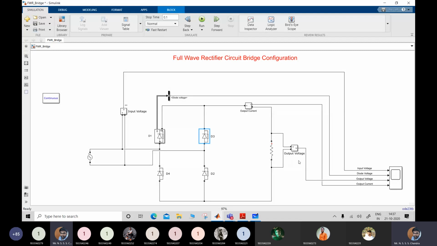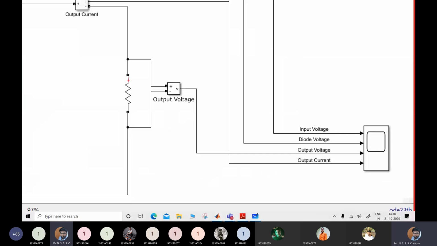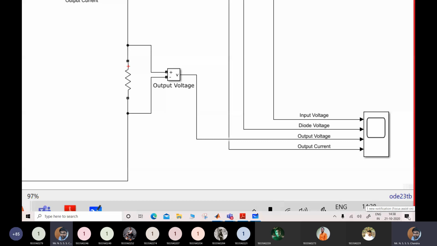And then I have an output voltage measurement unit over here. Out of the measurements from this diode, I'm only selecting one signal, diode voltage. If I click this diode bus selector, I have two signals, but I'm only considering the one signal, diode voltage. Okay, all these signals I'm giving to the scope. For the scope, I have four signals. The first signal is your input voltage, the second signal is your diode voltage, the third signal is your output voltage, and the fourth signal is your output current.